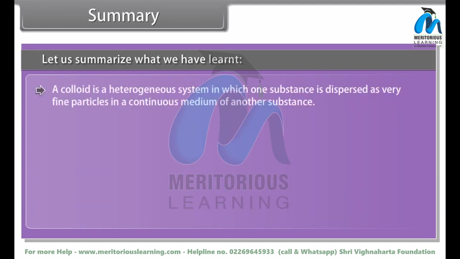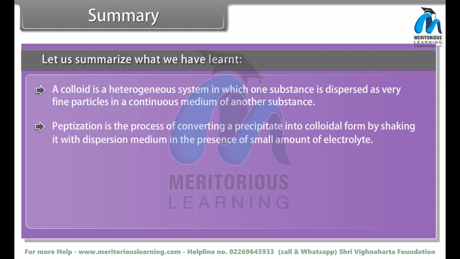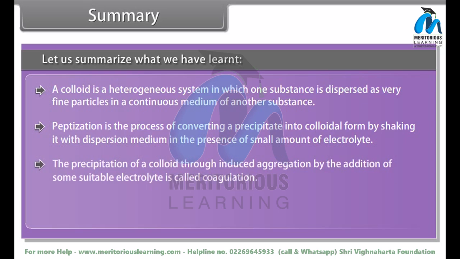A colloid is a heterogeneous system in which one substance is dispersed as very fine particles in a continuous medium of another substance. Peptidization is the process of converting a precipitate into colloidal form by shaking it with dispersion medium in the presence of a small amount of electrolyte. The precipitation of a colloid through induced aggregation by the addition of some suitable electrolyte is called coagulation.